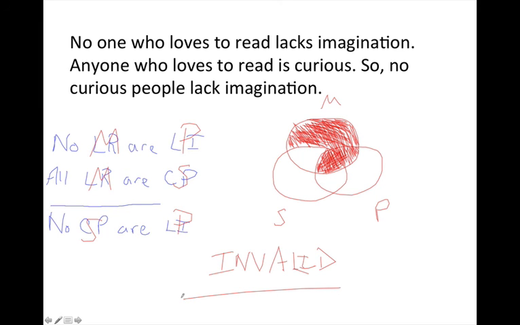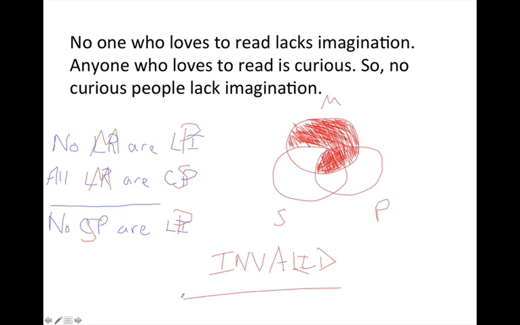All right, so what I did here first was I took the conclusion, put it underneath the line. I have no CP, no curious people or people who lack imagination. Then I took the major term, found it in its corresponding premise and put that on top. No people who love to read are people who lack imagination. Then the remaining premise is the second one, all people who love to read are curious people.